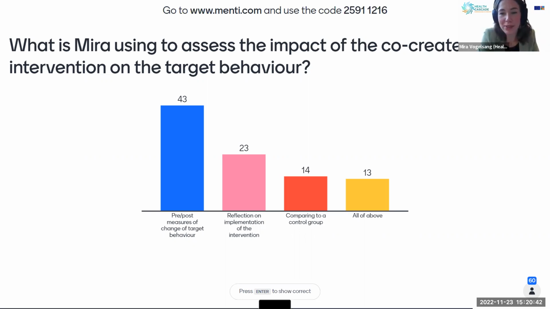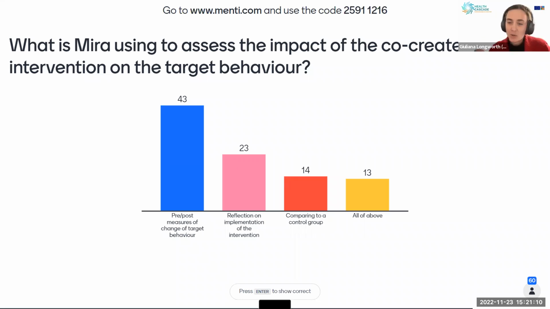Yeah, definitely the two top are the ones we did. So I chose to evaluate the impact of this co-creation process by doing that pre-post measure of the change of their sedentary behavior, but also reflecting with the co-creators on the implementation of that co-created intervention in order to assess the impact of that intervention on the sedentary behavior in the company, in the SME.